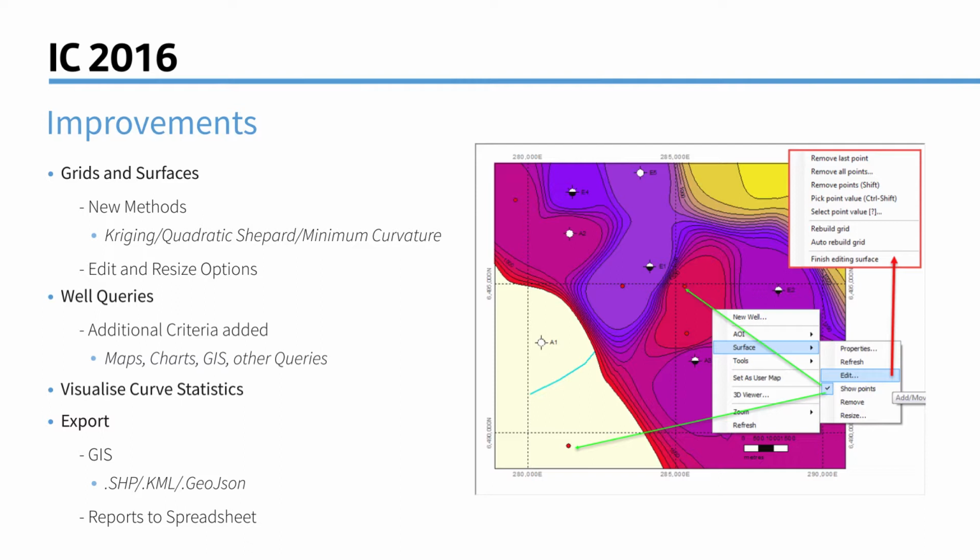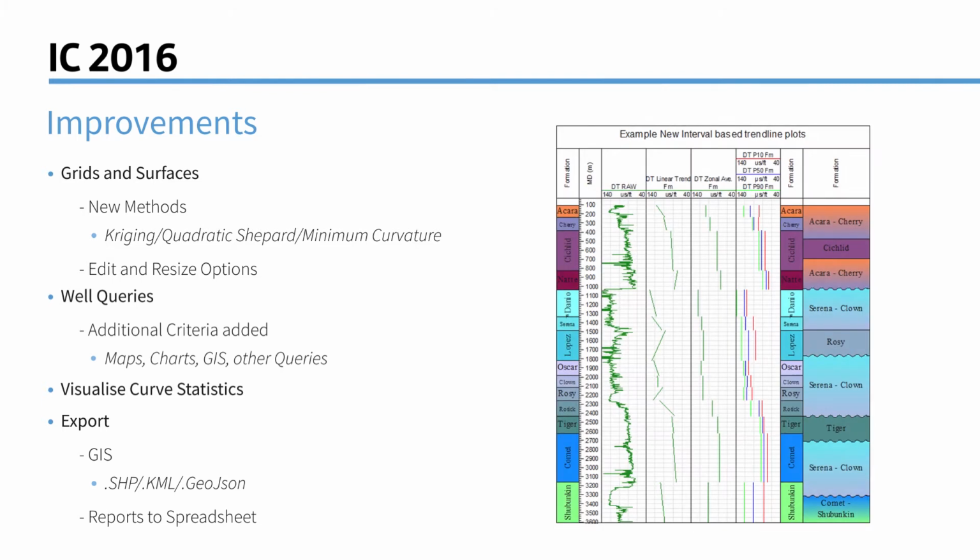We added in improvements to our queries as well, adding in the ability to query any GIS or shape data, and find wells that were present in any maps, charts, or even other queries. We then have the ability to display the curves to show their statistics, so showing a trend line or graphically showing the standard deviation, for example, through a particular interval.